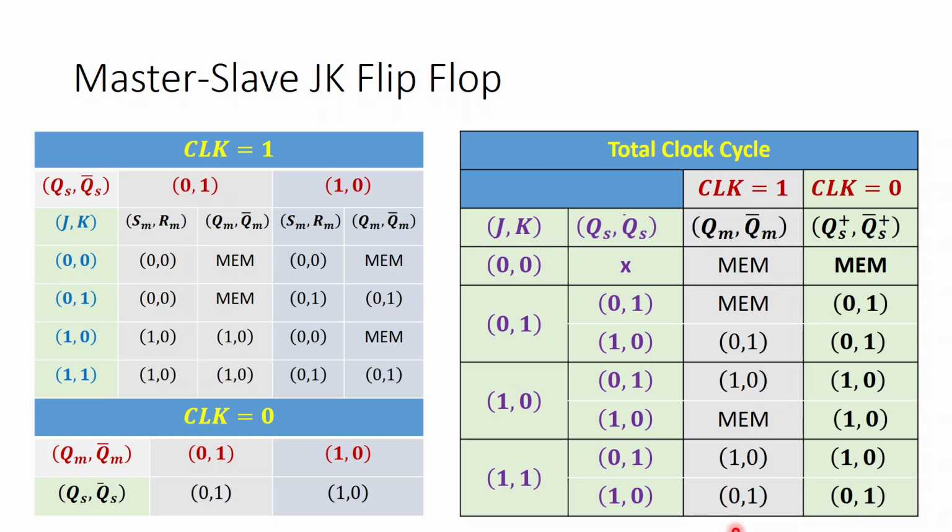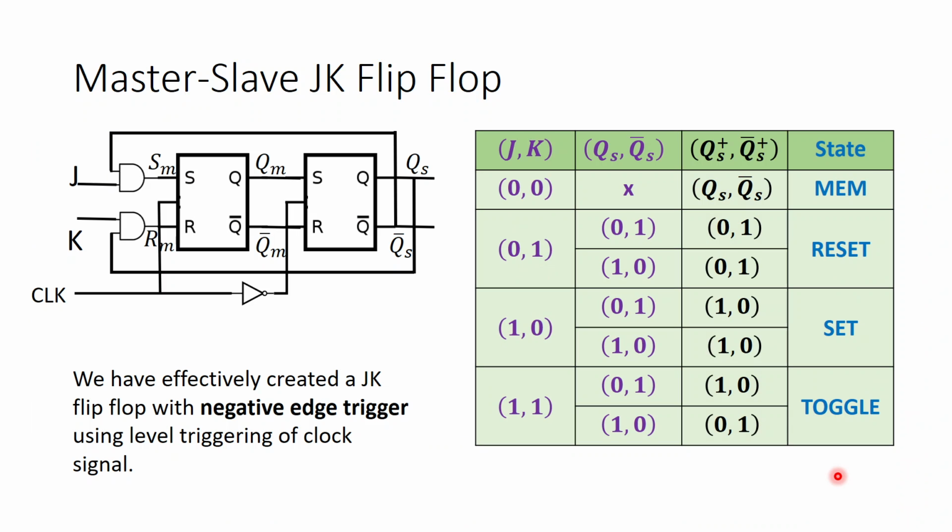If you just ignore this column, this is what the truth table reads like. When JK is 0 0, no matter what the output is, it remains memory. When JK is 0 1, the output you see is 0 1. When JK is 1 0, the output you see is 1 0. When JK is 1 1, if the output is 0 1, it becomes 1 0. If it is 1 0, it becomes 0 1. That means it is a toggle output. It is Q bar.